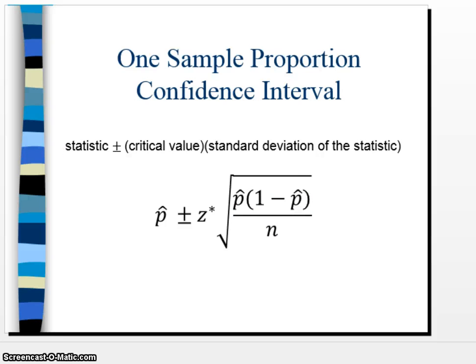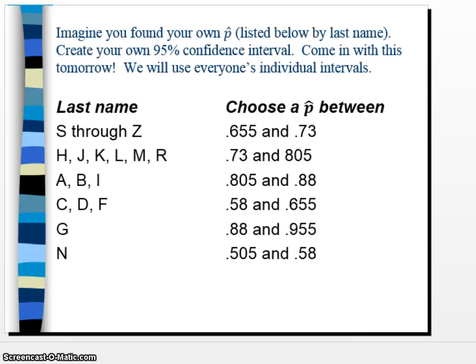So now I want you to create your own interval. Imagine you found your own p hat, and you're going to select a p hat based on your last name. I want you to create your own 95% confidence interval. Make sure you come in with this tomorrow, because we're going to use this to increase our understanding of confidence intervals. So if your last name starts with a Y, then you would fall in this category, and you're going to choose a p hat somewhere between these two values, like 0.71, or whatever the case may be. It doesn't have to be in the middle, just somewhere between those two values.